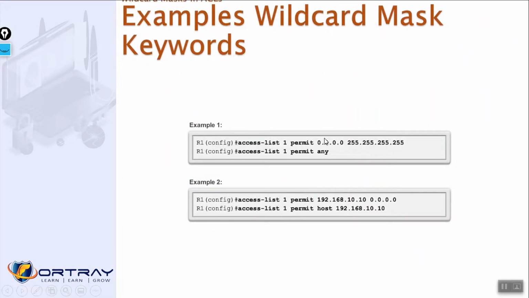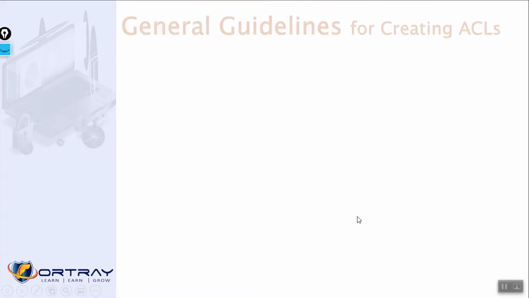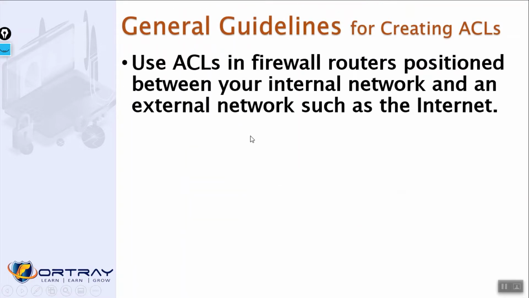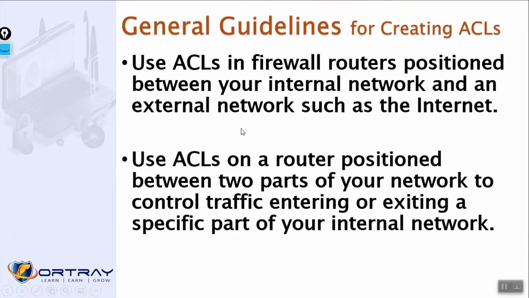So in the access list, you need to say permit 0.0.0.0 any. 0.0.0.0 means any. Okay, this is the same. Use ACLs in a firewall router positioned between your network and an external network such as the internet. Use ACLs in a router positioned between parts of your network.